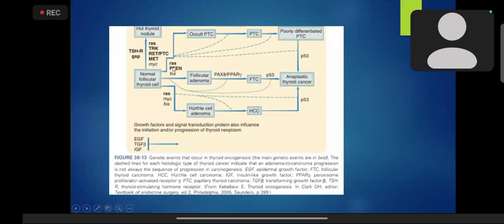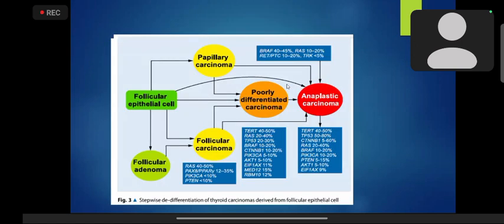If RAS mutation and PTEN are present, then occult PTC can be converted into PTC, and if there is more mutation, then it can convert into poorly differentiated thyroid cancer. Same it follows for follicular adenoma and follicular thyroid cancer, and P53 mutation may lead to anaplastic thyroid cancer. In one of the papers they have discussed the pathological outcome like this: in papillary carcinoma, follicular epithelial cell, follicular adenoma, carcinoma, all can convert into poorly differentiated thyroid cancer, and if P53 mutation is present in that, it can convert into anaplastic carcinoma also.